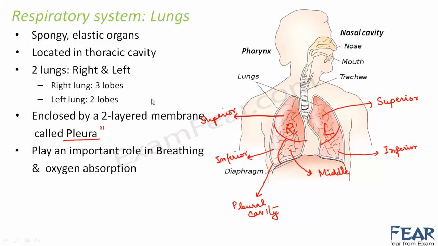Lungs play an important role in breathing and oxygen absorption. Since the lungs actually absorb the oxygen which we breathe in, they are elastic. When we breathe in, the extra air which we take inside our body needs some extra space as well. So these lungs can expand at that time and fill in the air inside them. So they play a very important role in breathing and oxygen absorption. We will look into the next slides at how exactly the lungs help in oxygen absorption.